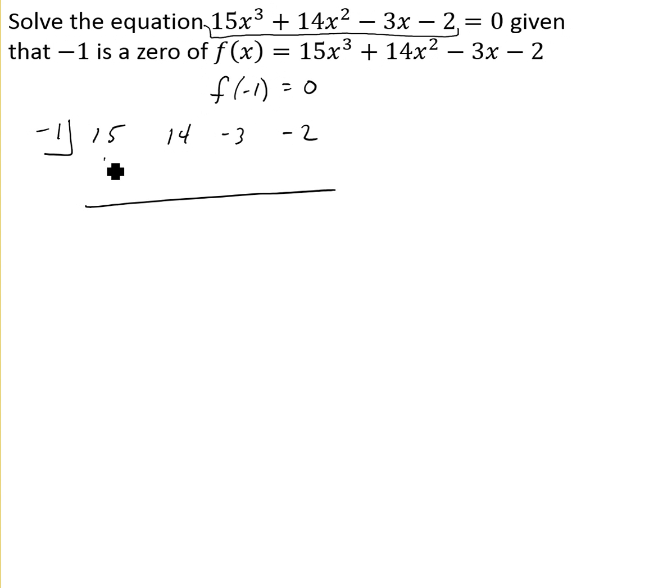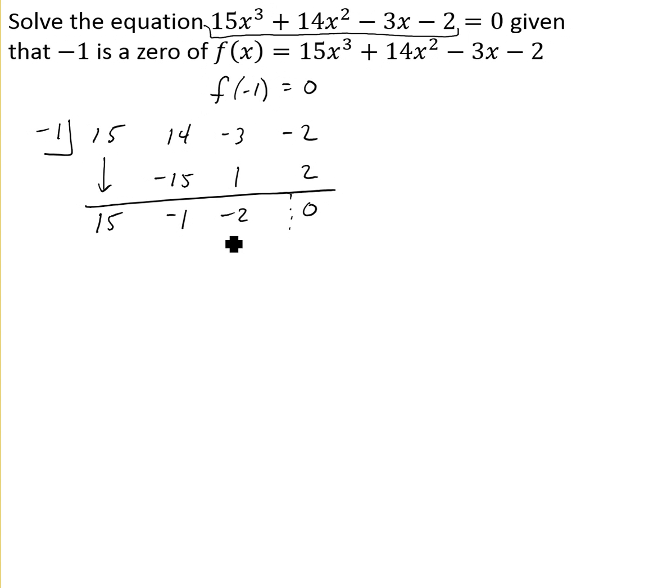As we bring our first number here straight down and multiply by negative 1, so that's negative 15. And add, so that's negative 1 times negative 1 is positive 1. Add, that's negative 2 times negative 1 is positive 2, and add, and that's 0. So there's our remainder of 0 that we were expecting.